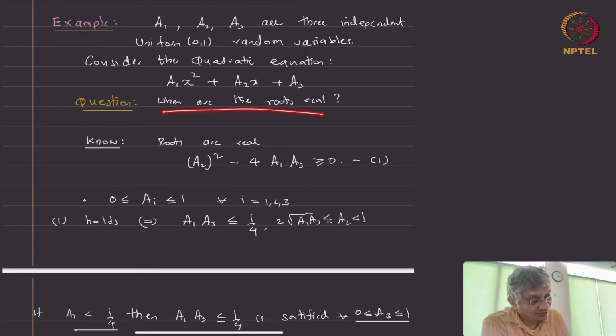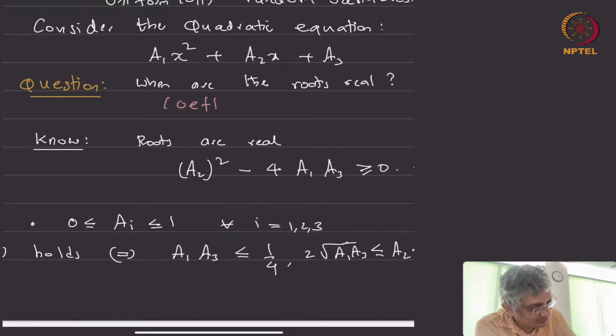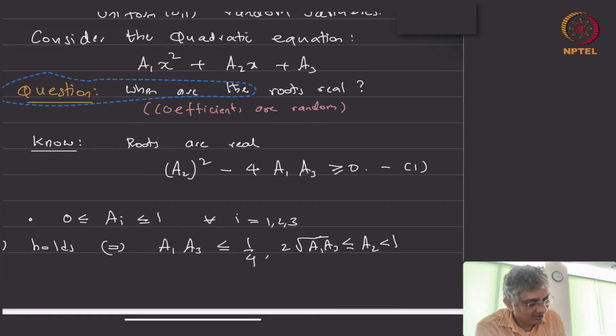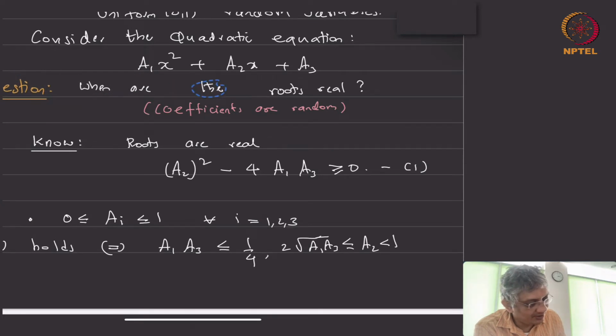Notice one thing is important: the coefficients are random. Let me make it bigger. So coefficients are random. So it's natural to ask, when are the roots real? So maybe the correct question perhaps is to ask, I'll move this across, I'll move that here. So I have to remove this. Maybe the correct question to ask is the following: what is the probability the roots are real?